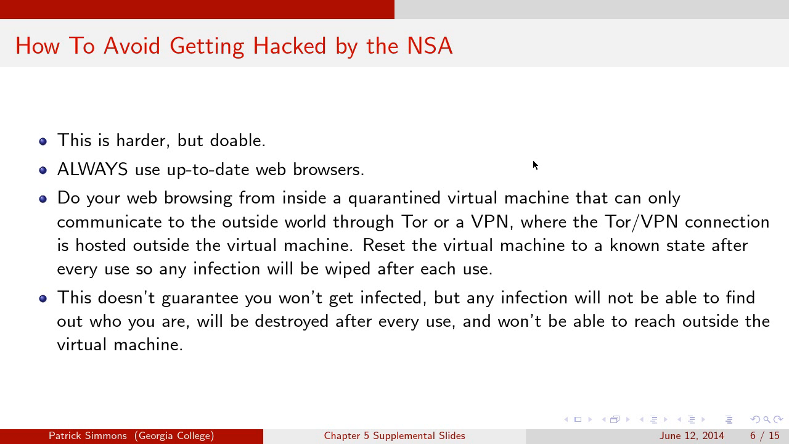Another very good thing to do, probably the most important thing to do in a high security environment, is to do all of your web browsing and connecting to the internet from inside of a quarantined virtual machine that can only communicate with the outside world through Tor or a VPN. So you don't want them to be able to get your IP address. If you're this worried about somebody, you probably don't want them to be able to get your IP address. Which means that you'd want to use some anonymity software like this, which we're going to talk about later.